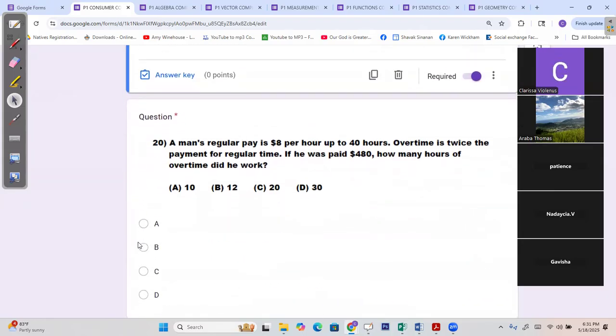A man pays $8. Overtime is twice. So if overtime is twice, that means overtime is $16. He was paid $480. How many overtime hours did he work? So that's easy. Let's go. 8 times 40. Let's see how much his regular pay is supposed to be. 4 times 8 is 32, so 320. That means this is his normal pay. So we're going to say 480 minus 320. So that's 160. That means his overtime pay was $160.